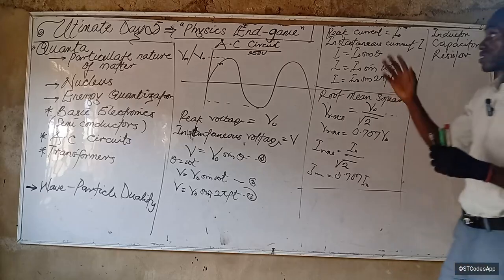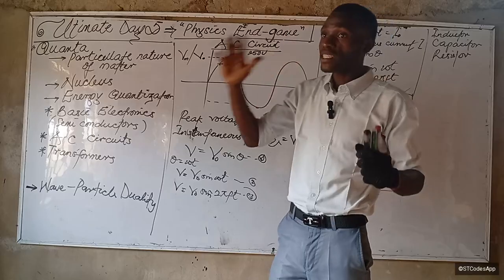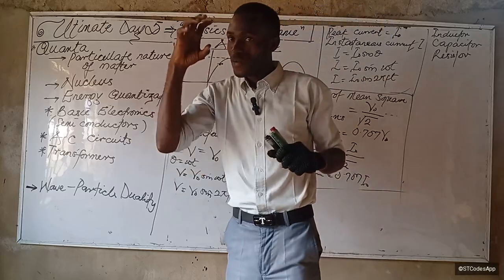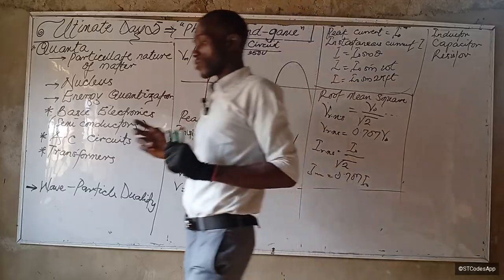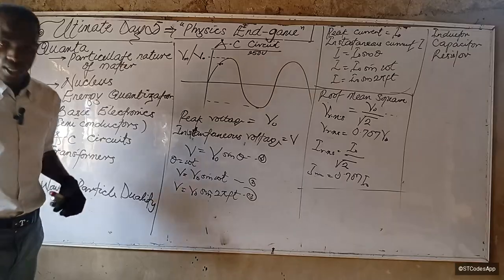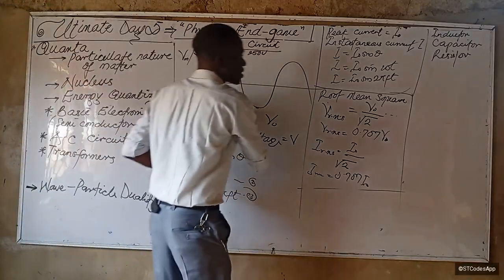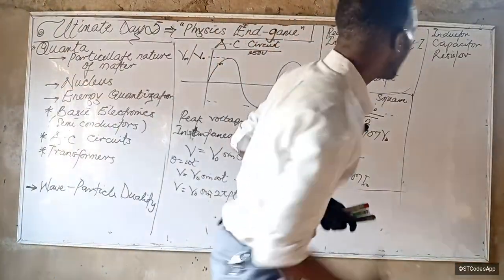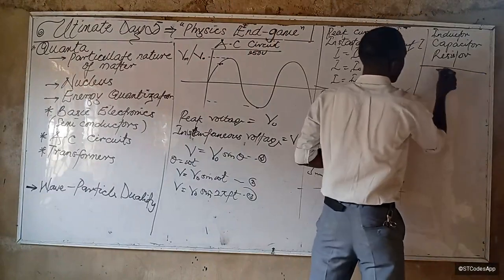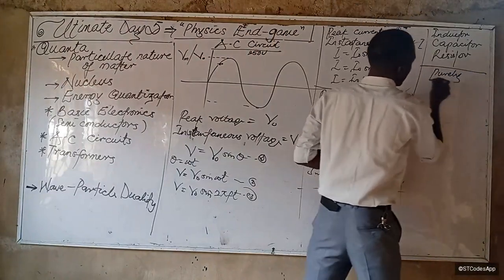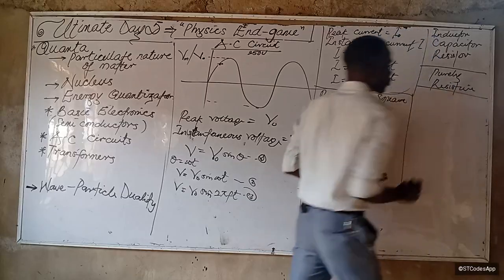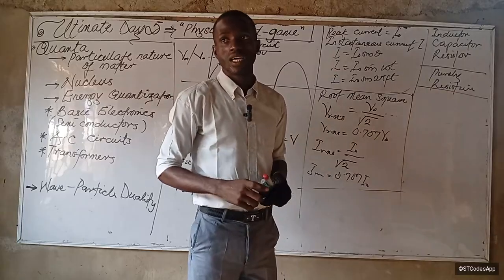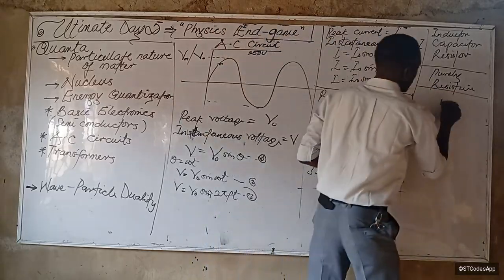The problem with AC is it has many formulas, but the easy thing is that all the formulas are linked to one another. So let's go now. Let's start with the purely resistive circuit. When you hear purely resistive, what will be the only component there? Resistor. So we'll have something that looks like this.